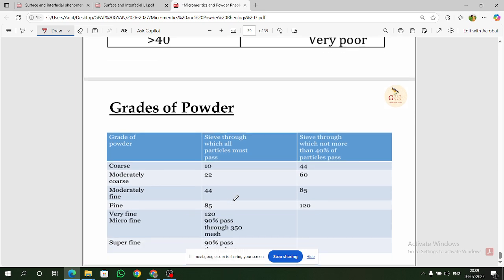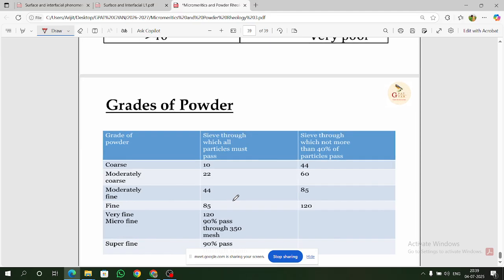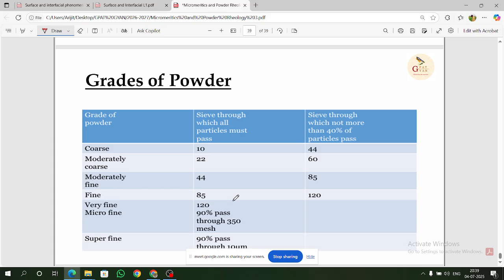Now, the last topic from Micromeritics is the grades of powder. Grades of powder means, for example, starch 22 or lactose 85. Starch and lactose are powders in nature, and this number or grade is how you can understand the property of that particular powder: coarse, fine or super fine. You can think of it that way.